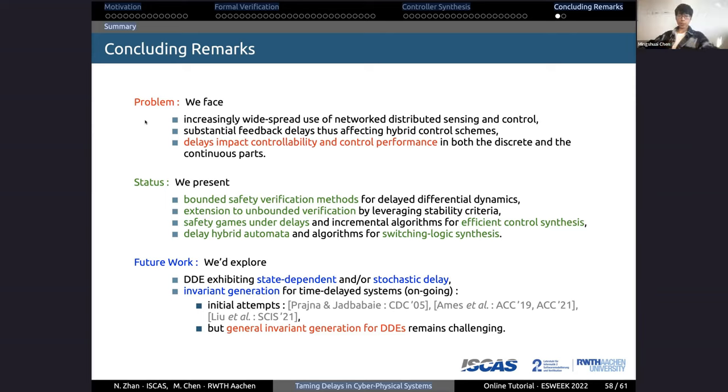Okay, I see. So basically the first challenge is about obtaining a kind of completeness result for the synthesis problem. Yeah. And the second is about efficiency of the synthesis. Yeah. Okay, I see. Thanks.